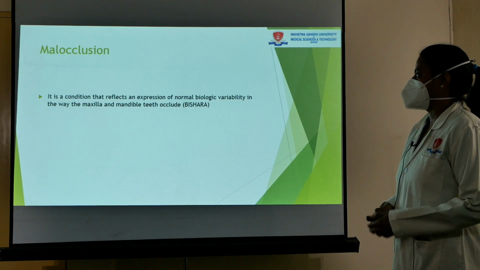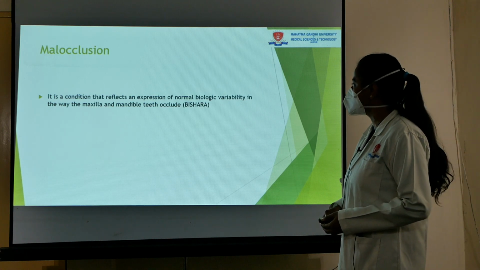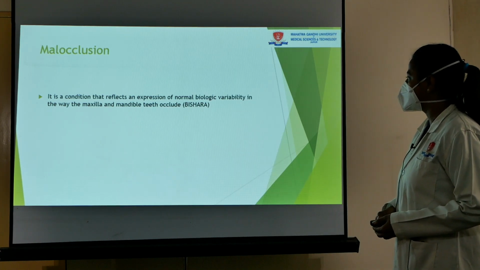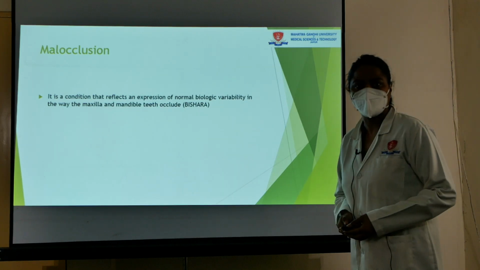So what is the definition? What is malocclusion? Malocclusion is a condition that reflects an expression of normal biological variability in the way the maxillary and mandibular teeth occlude, according to Bishara.